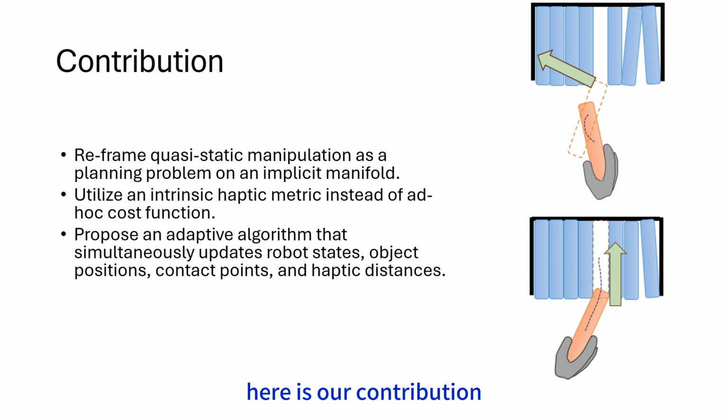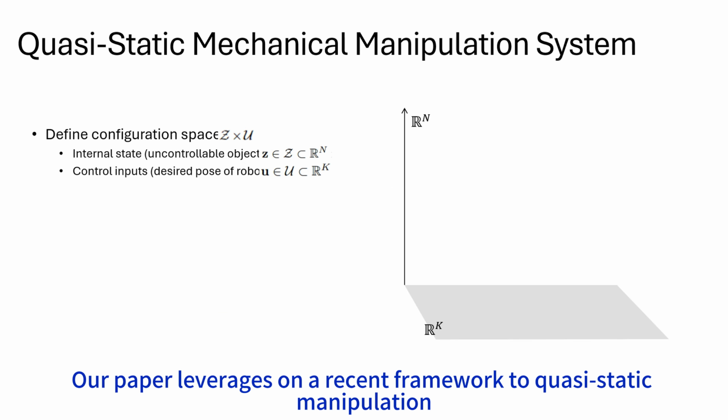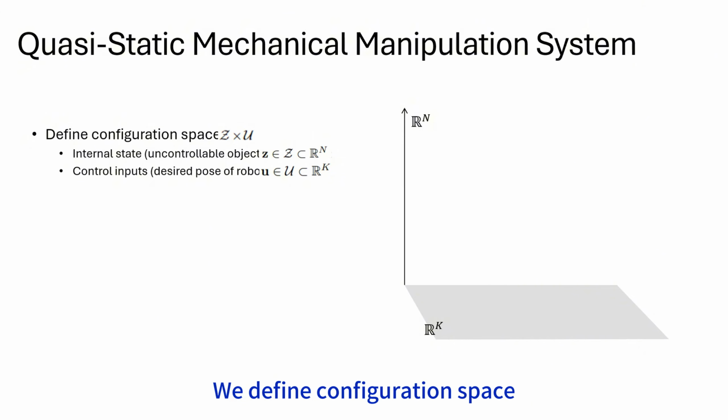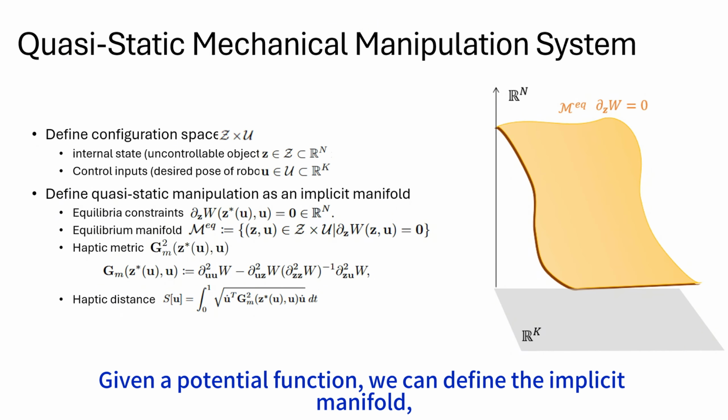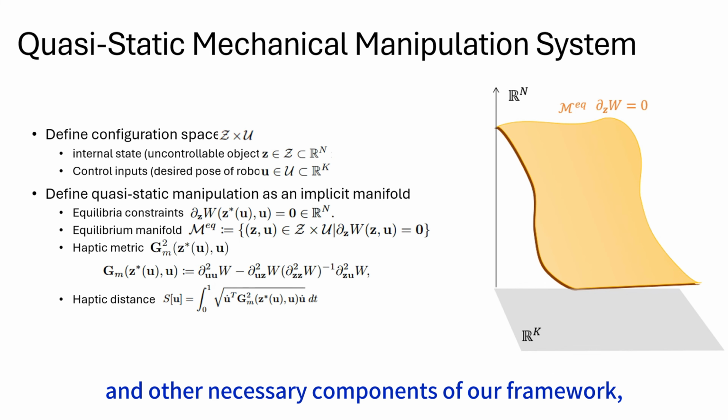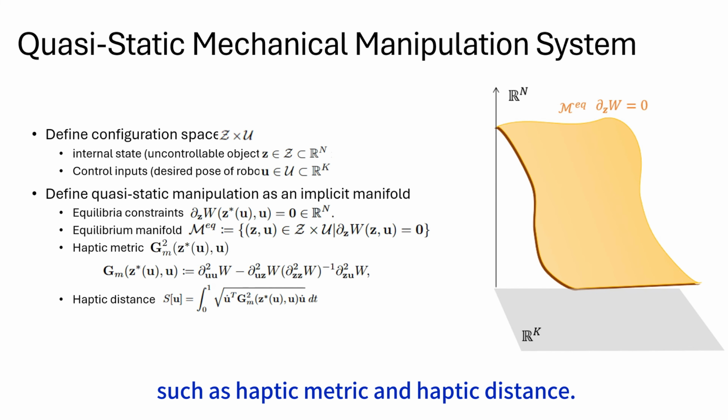Here is our contribution. Our paper leverages a recent framework for quasi-static manipulation. We define configuration space. C is the internal state and U is the control of the robot. Given a potential function, we can define the implicit manifold and other necessary components of our framework, such as haptic metric and haptic distance.